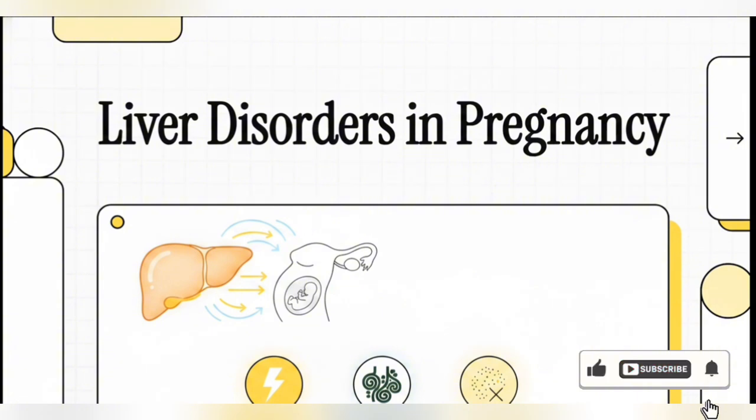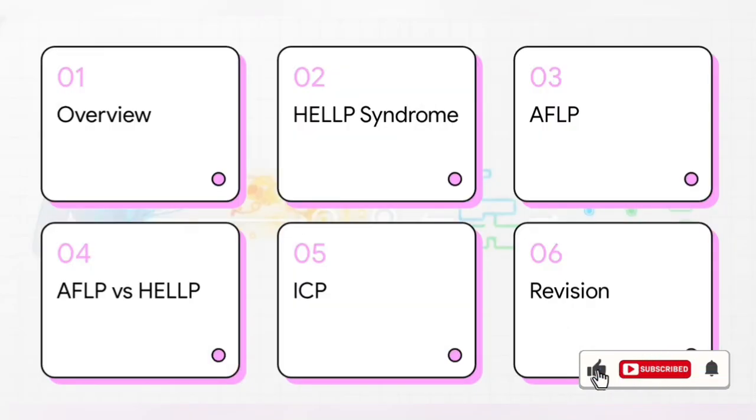So, ध्यान से सुनना, focus यहाँ रखो, because today we're going to break down the big 3 liver disorders you absolutely must know for your exams using crystal clear concepts. So, फटाफट roadmap देख लेते हैं. Number 1, the big 3 overview. Then, HELLP Syndrome. Third, AFLP or acute fatty liver. Fourth, differentiating AFLP versus HELLP. Fifth, ICP, which is intrahepatic cholestasis. And finally, a high-yield revision. This exact structure is going to help you mentally map these conditions perfectly for exam day.